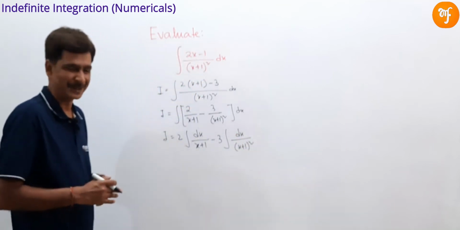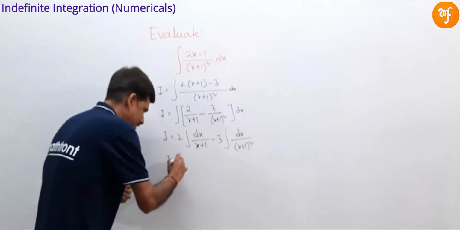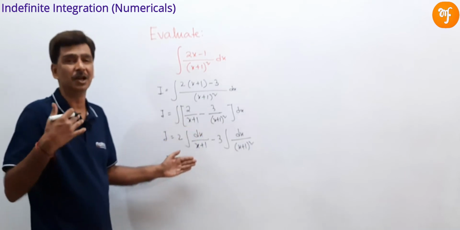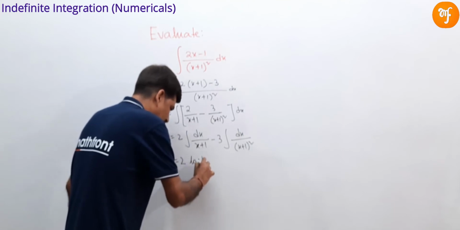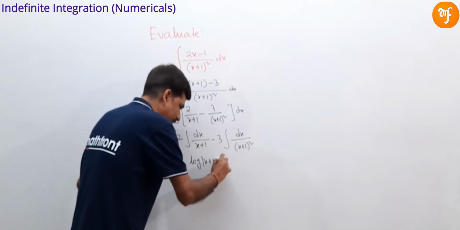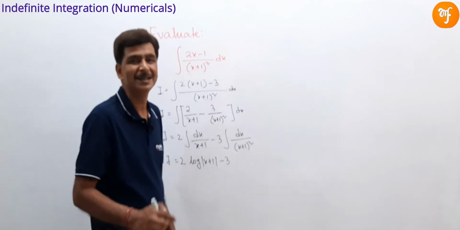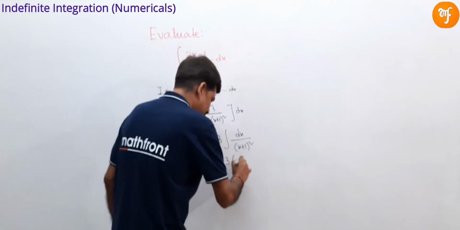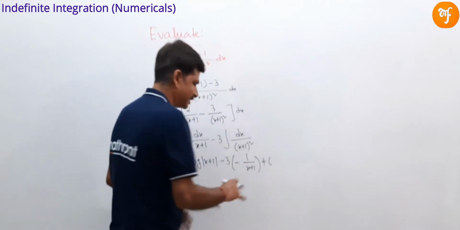Now, it is too simple to find this integration. I is equal to 2 into the integration of dx divided by x plus 1, which is log of mod of x plus 1, minus 3 into the integration of dx divided by (x plus 1) whole square, which is minus 1 divided by x plus 1. So, this is minus 1 divided by x plus 1 plus c, where c is the integration constant.